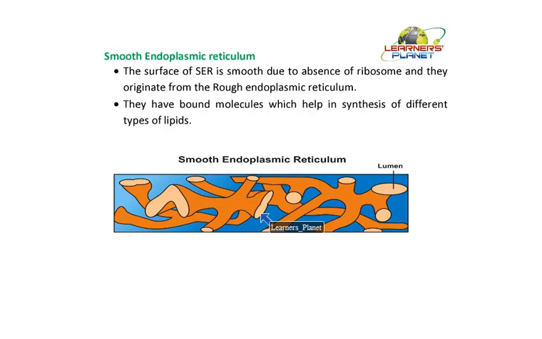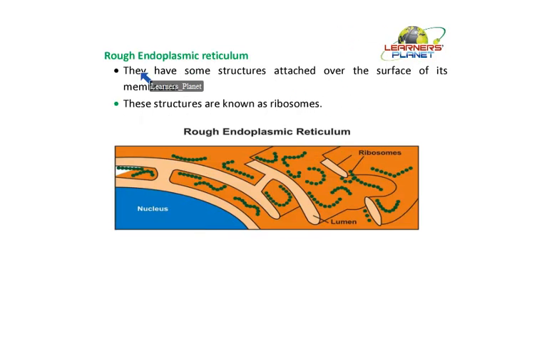We have studied since the beginning that all the membranes are composed of lipids, and these lipids are coming from where? They are coming from the smooth endoplasmic reticulum. The next type of endoplasmic reticulum is the rough endoplasmic reticulum.